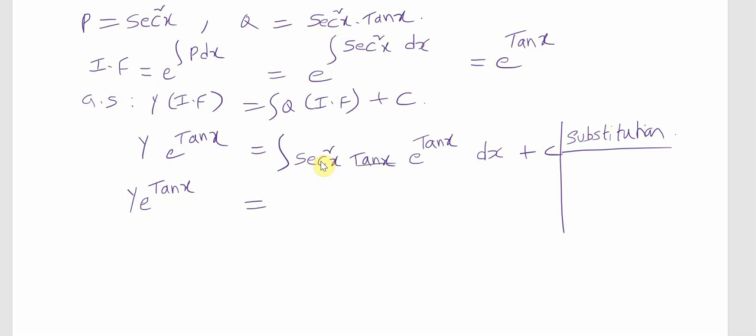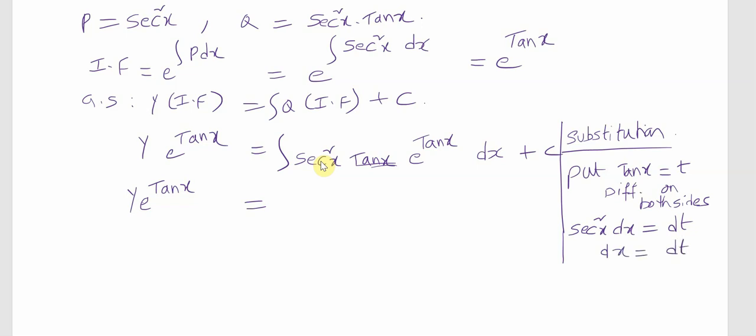So if we let this tan x as some t, differentiate on both sides, then the derivative of tan x will be secant square x dx by the standard formula, and the derivative of t is dt. So here it's very clear that secant square x dx equals dt. If you want to write dx, it's okay, dt over secant square x.